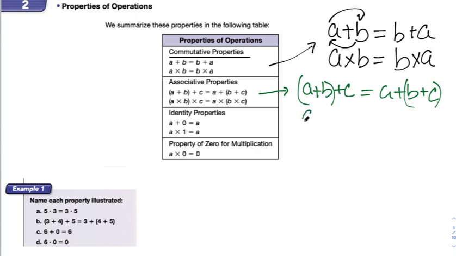And we can look at that in terms of multiplication as well. The order in which we multiply the same 3 numbers will yield the same exact answer.